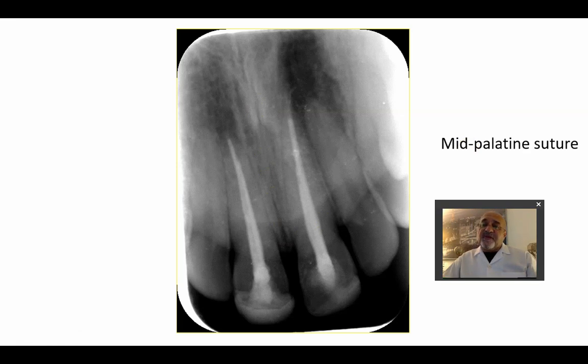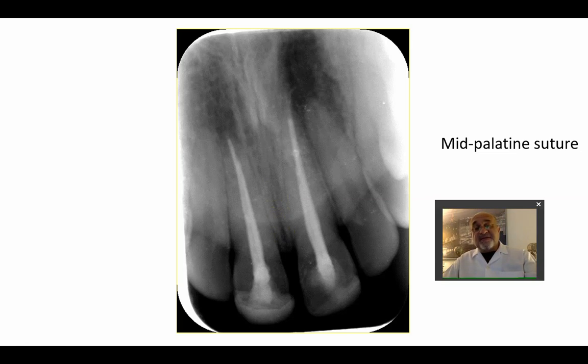mid-palatine suture, which connects the two halves of the palate. This appears as if it centers the incisor foramen over here. You see this, the incisor foramen. This is the incisor foramen over here. This line, actually radiolucent line, is a line that is located between the two halves of the palate.